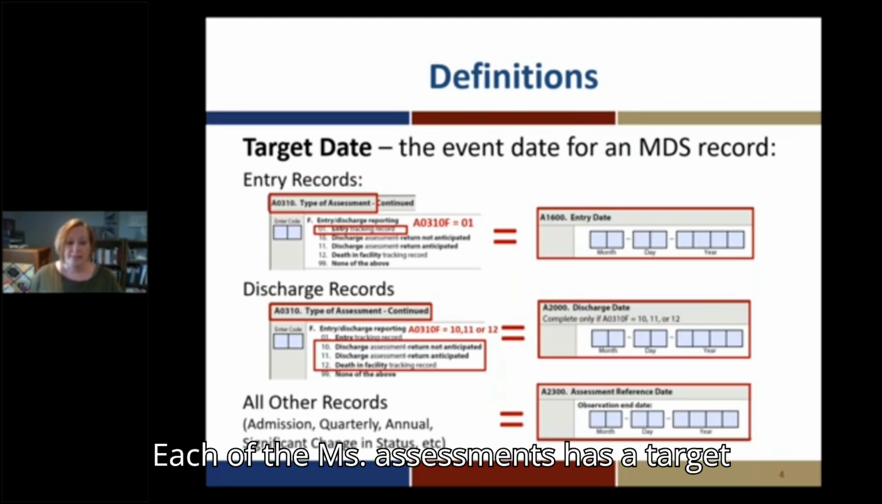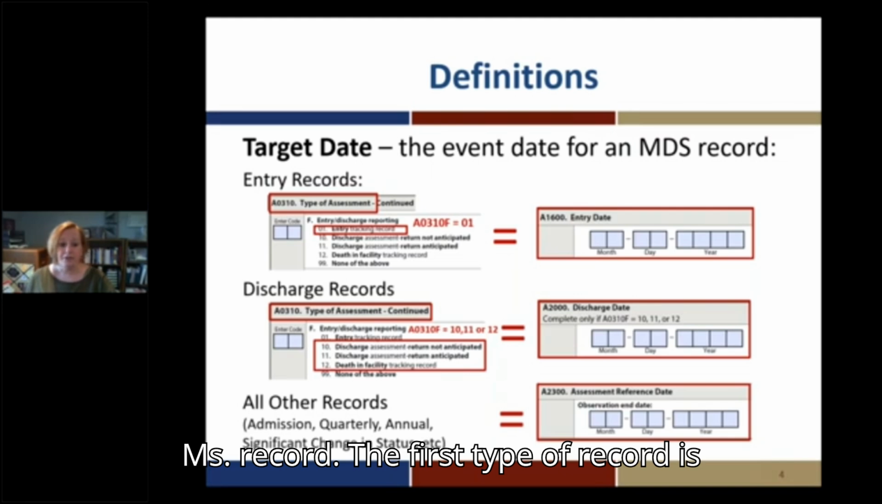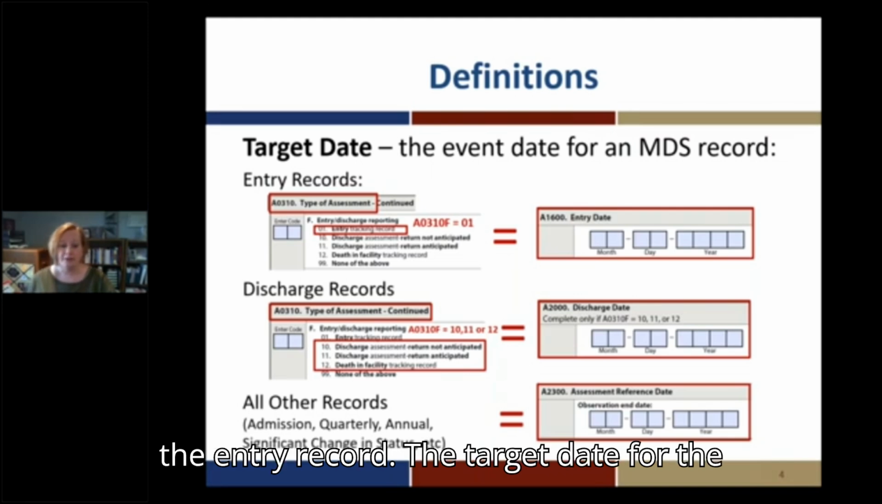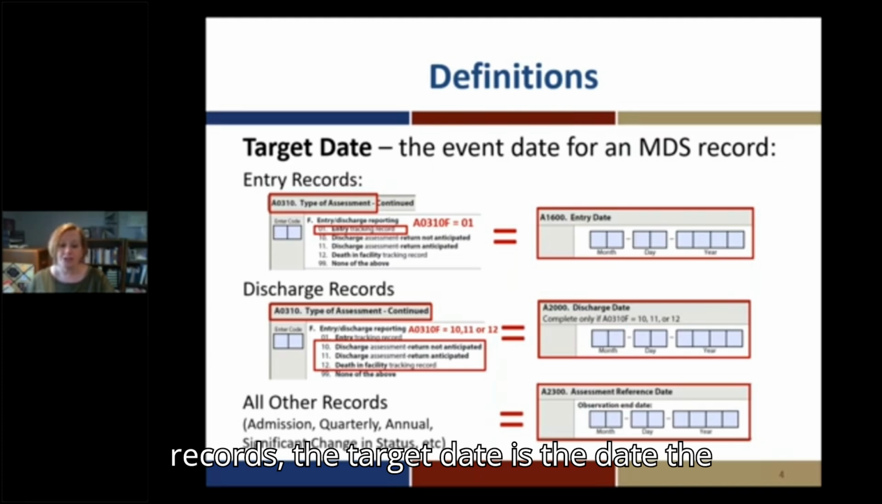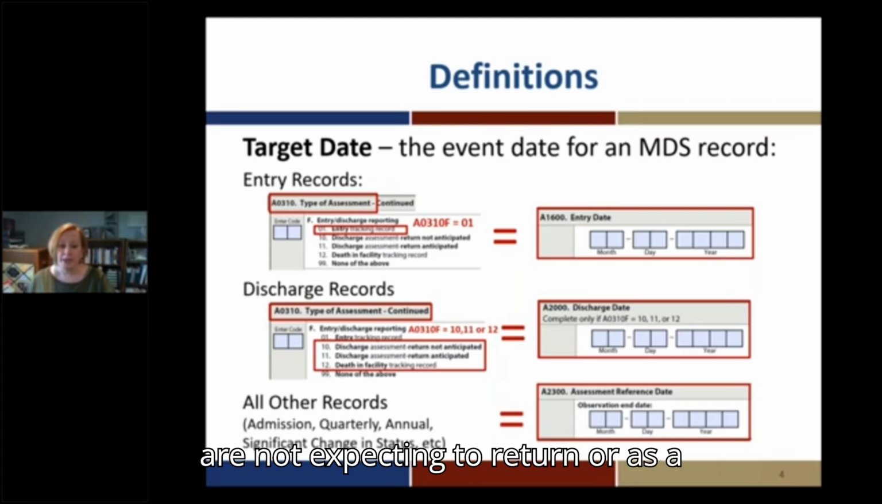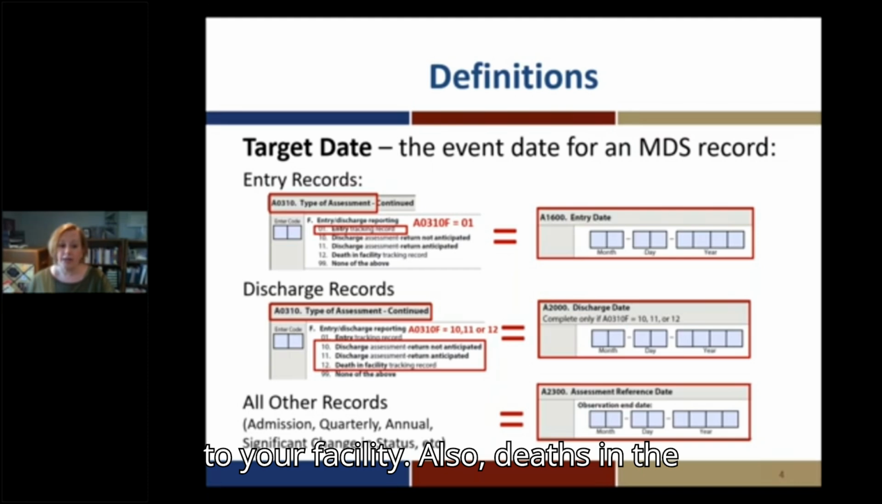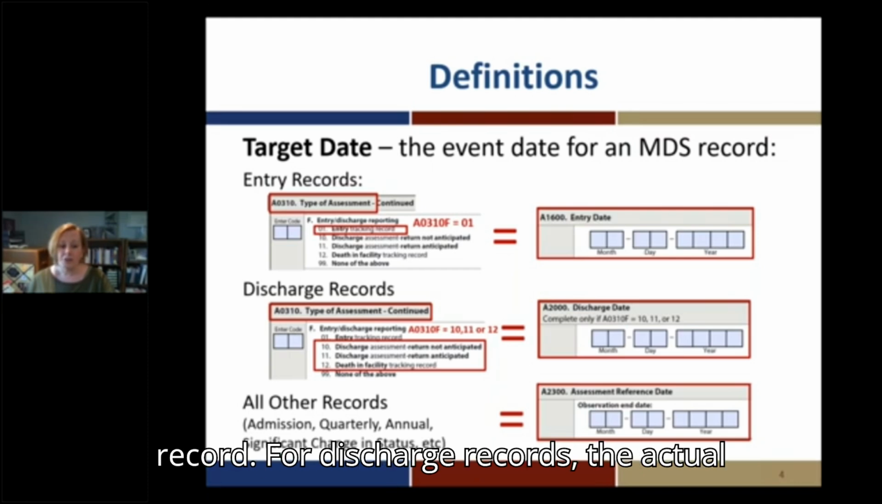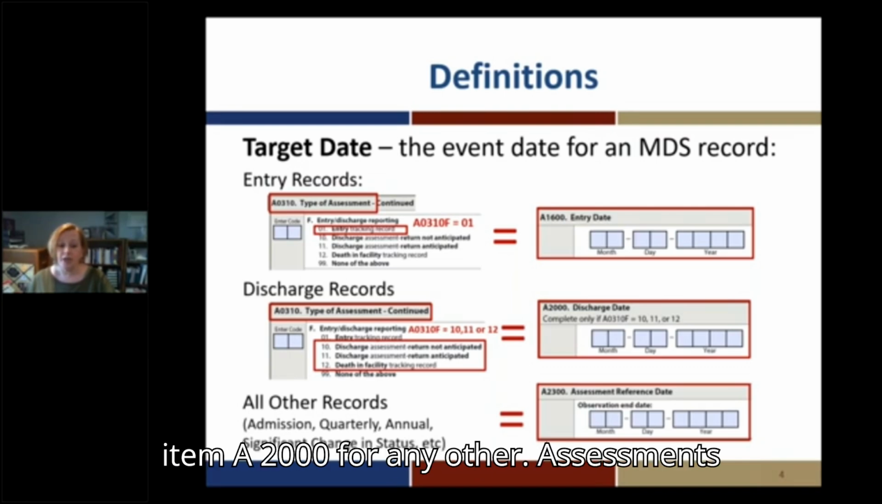Each of the MDS assessments has a target date, also known as the event date of an MDS record. The first type of record is the entry record. The target date for the entry record is the date the resident entered your building. For discharge records, the target date is the date the resident is discharged. The discharge record is coded as a resident whom you are not expecting to return, or as a resident you are anticipating to return to your facility. Also, deaths in the facility are coded as a discharge record. For discharge records, the actual date of discharge or death is coded in item A2000.